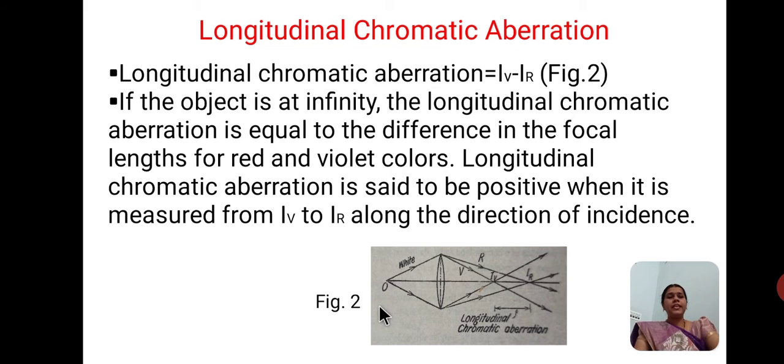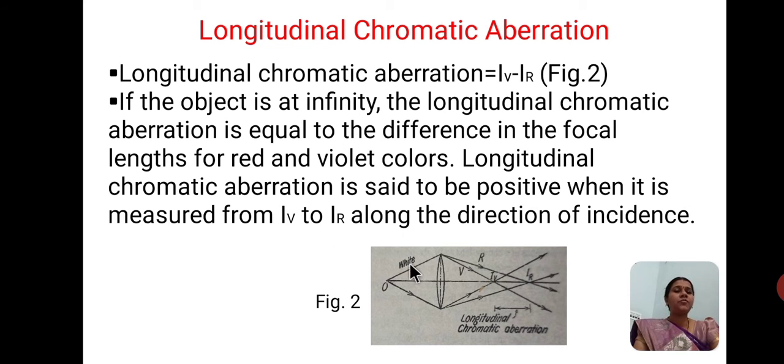Now if this object is at infinity, what happens here? If the object is at infinity, the longitudinal chromatic aberration will be equal to the difference in the focal lengths of the red and the violet colors. Okay student? So now the longitudinal chromatic aberration is said to be positive. When will it be positive?